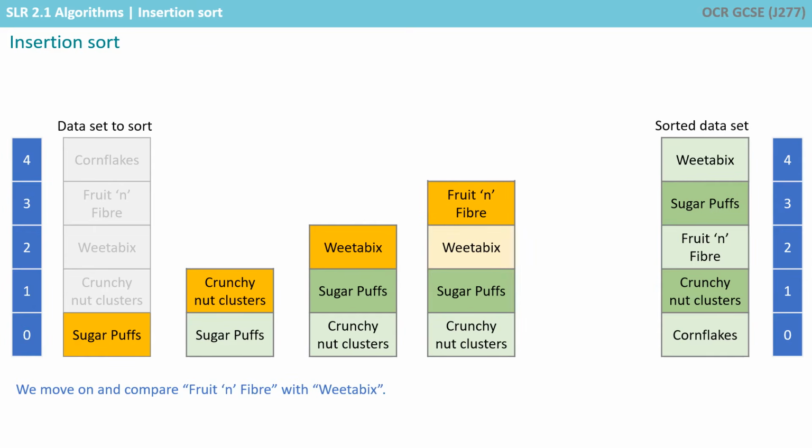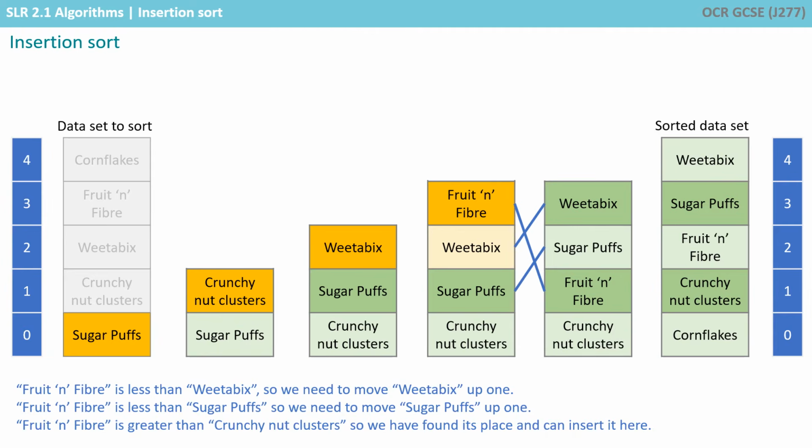We move on and compare Fruit and Fibre with Weetabix. Fruit and Fibre is less than Weetabix, so we need to move Weetabix up one. Fruit and Fibre is less than Sugar Puffs, so we need to move Sugar Puffs up one. Fruit and Fibre is greater, however, than Crunchy Nut Clusters, so we've found its place and we can insert it here.